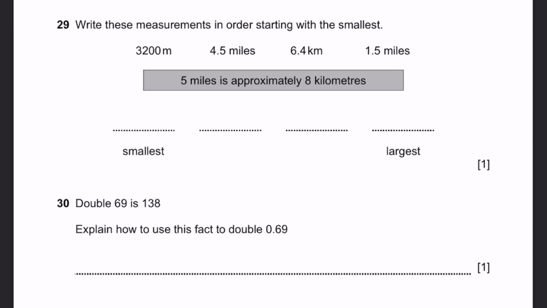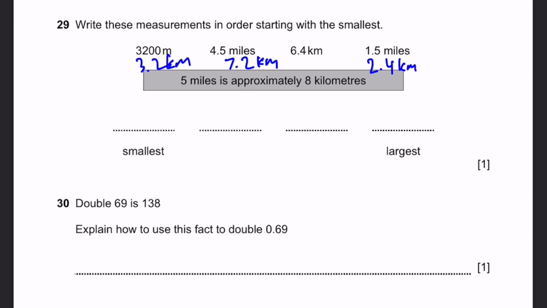Write these measurements in order, starting with the smallest. First, I'll convert everything to kilometers. So this is 3.2 kilometers. This one, 5 miles is approximately 8 kilometers. So 4.5 miles multiplied by 8 divided by 5. When we do that, we get 7.2 kilometers. Then this is already there. And now 1.5 miles into 8 divided by 5. We get 2.4 kilometers.